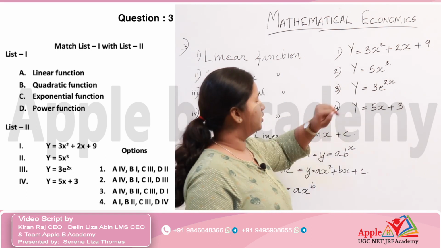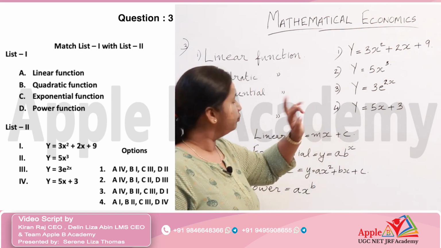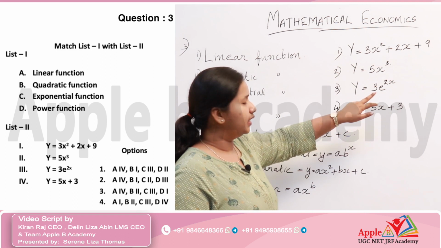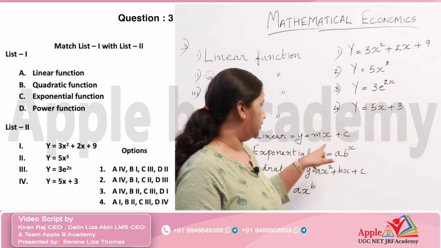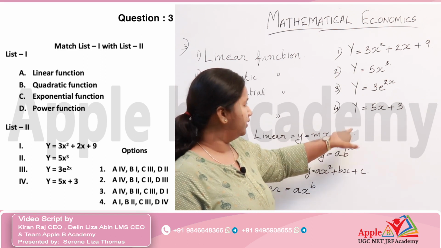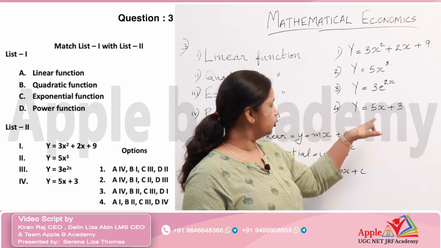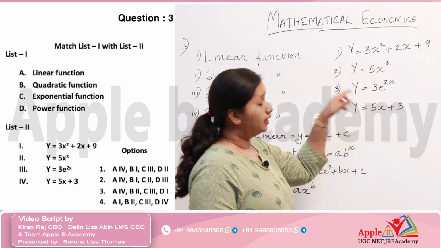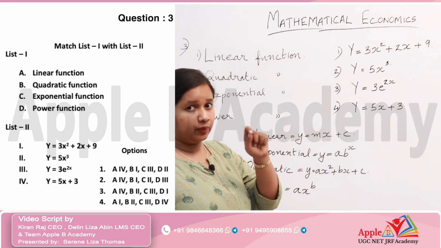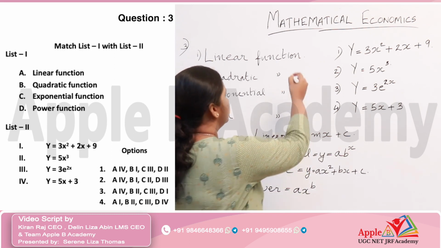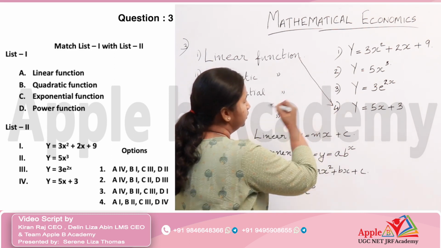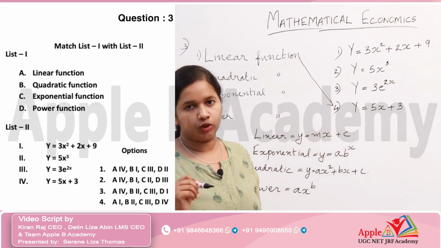Now the second one, which is y equal to 5x cube, no. Third one, y equal to 3e raised to 2x, no. And the fourth one, y equal to 5x plus 3, yes. y equal to mx plus c, y equal to 5x plus 3. So this is the equation which represents a linear function. So the first one is matching with the fourth option.